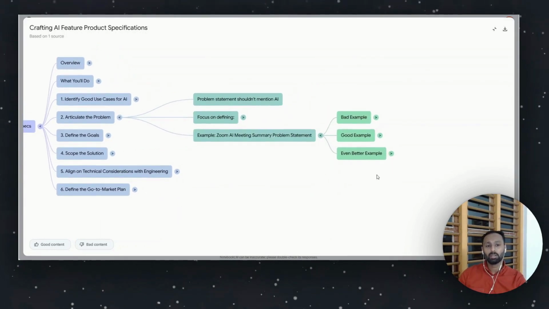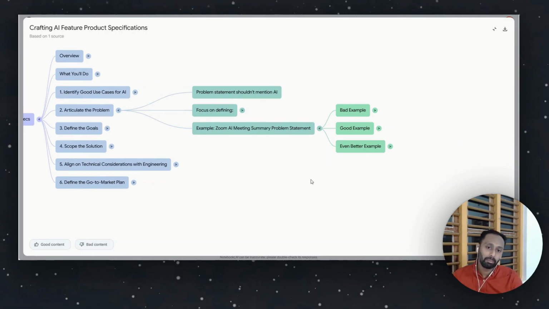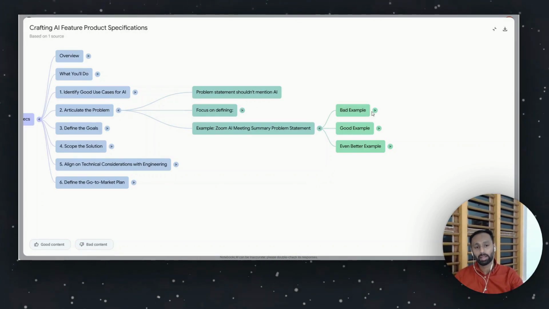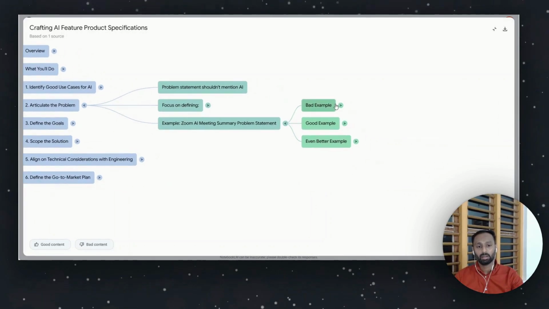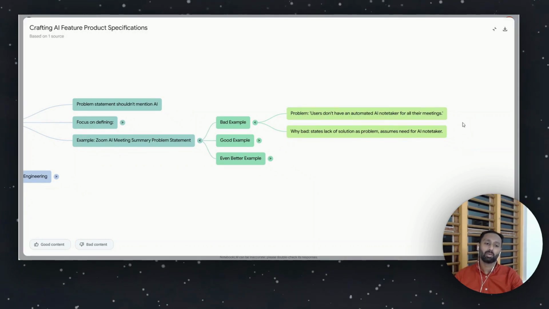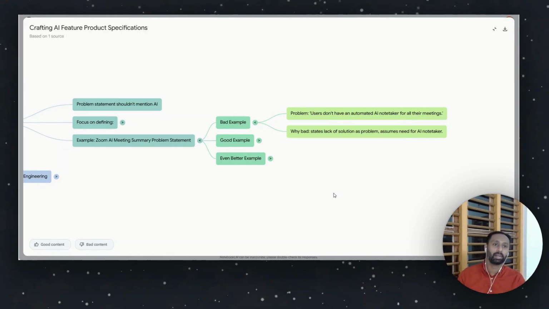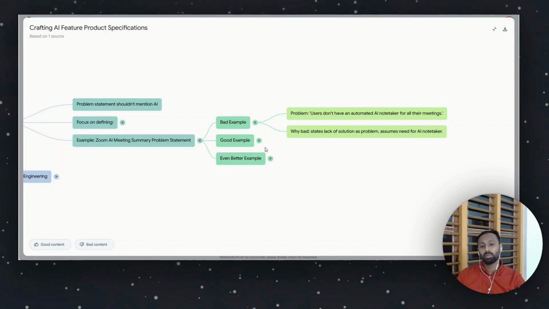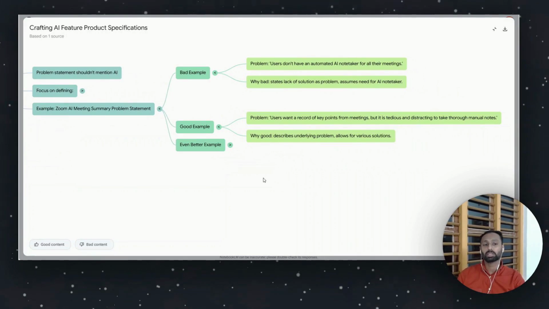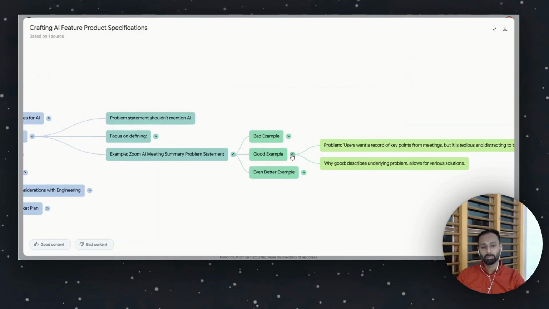So in this case, let me give you a bit of an example. In a Zoom AI meeting summary problem statement, what is a bad example, right? Users don't have an automated AI note taker for all their meetings. This is not the problem that you should start with, right? It should be something like, hey, users want a record of key points from the meetings, but it's tedious and distracting to take manual notes, right? So start with the key problem, right?